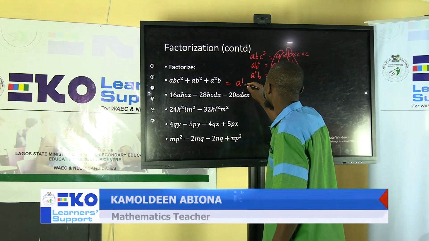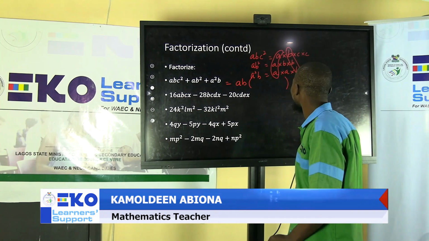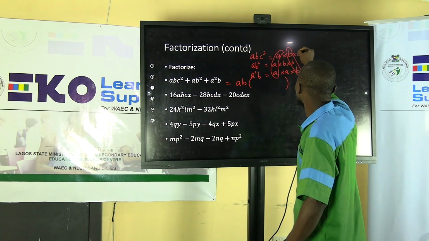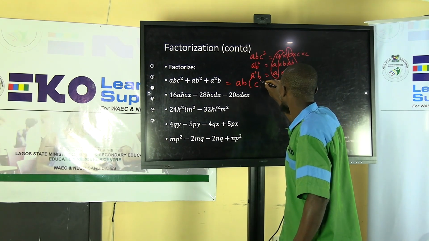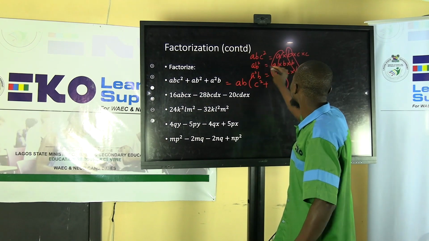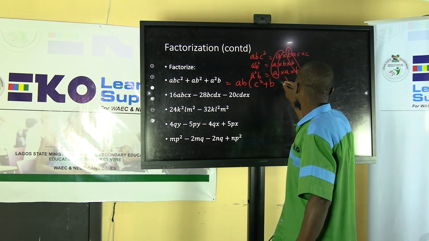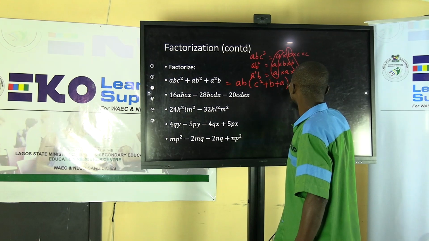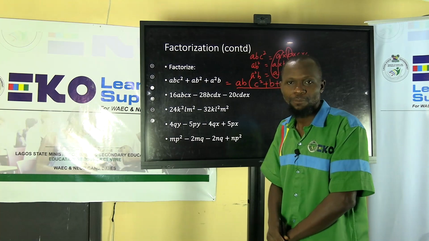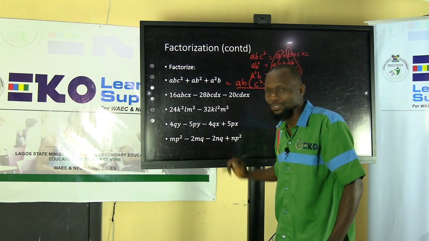That is AB. Then you open a bracket and close a bracket. What are those things left? In the first term we have C squared left, C times C. Plus, for the second term we have just B left. And for the third term we have just A left. So with this we have been able to factorize that particular expression. The same way we do all these questions.